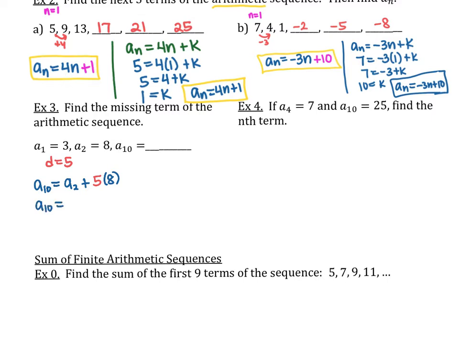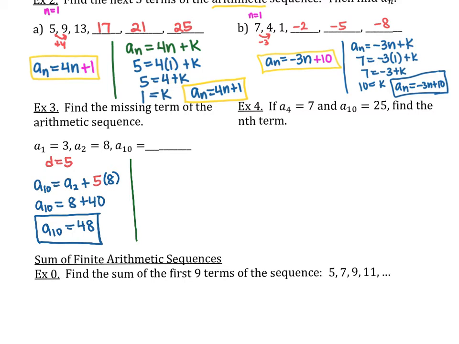What is A2? A2 is 8, so 8 plus 40. I get that the 10th term is 48. So this is one way to solve it. I'm going to show you a second way to solve it, and again, I'm fine with either way, depending on what you prefer. The second way I might solve this is, because I already know what D is, I could come up with the formula fairly easily.